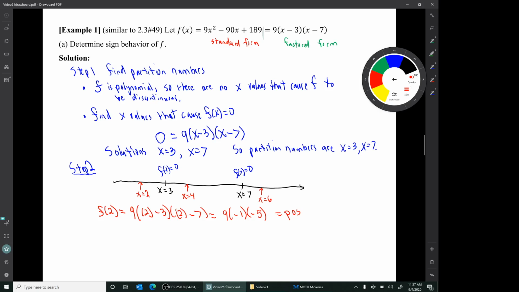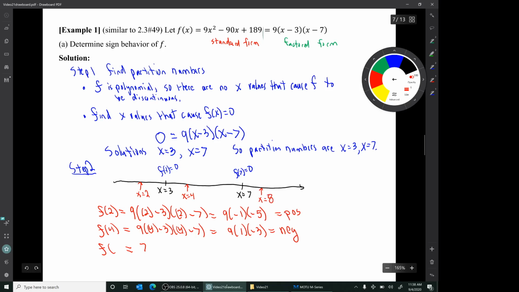Now we compute f of 4. And the result is that that product is negative. It would be the number -27, but we don't care about the size of the number. We just care about the sign of the number. And I've made a mistake over here. My sample number needs to be to the right of 7, so I need to use x equals 8.